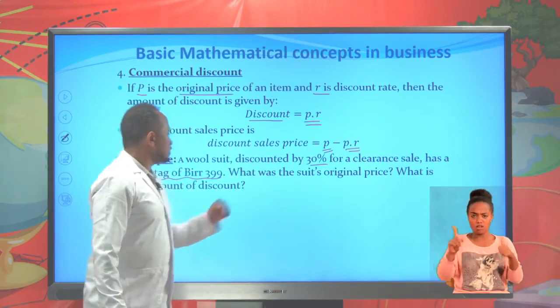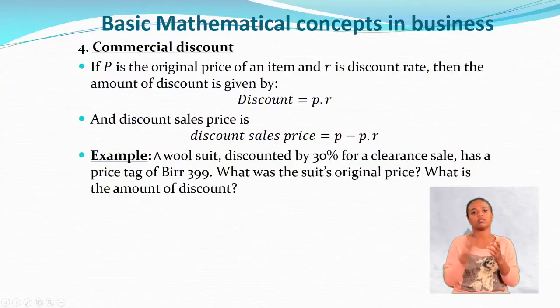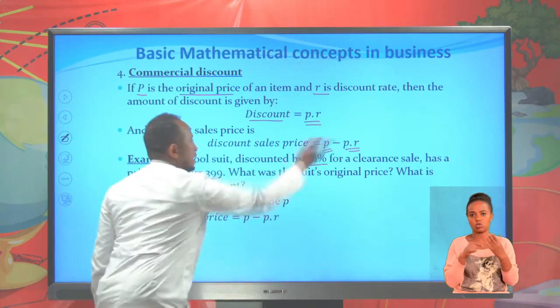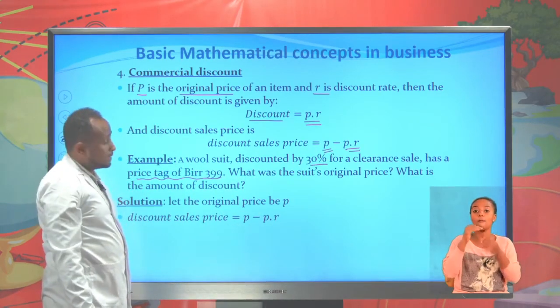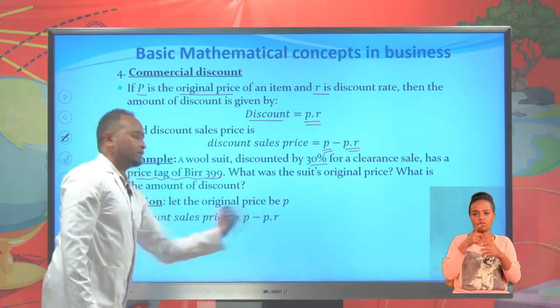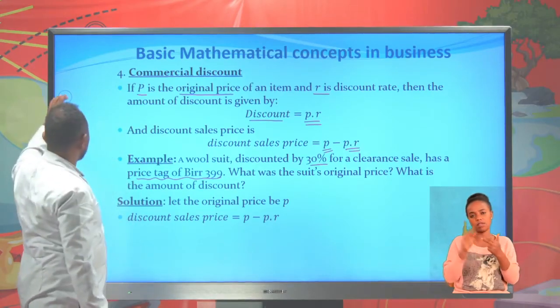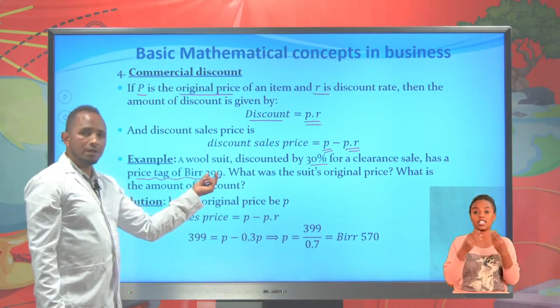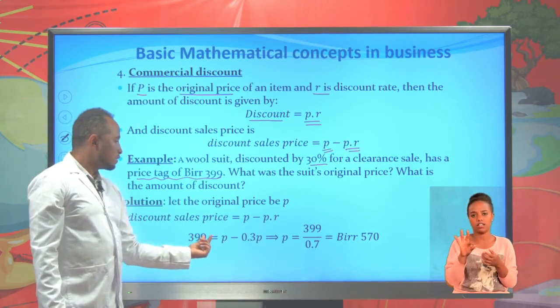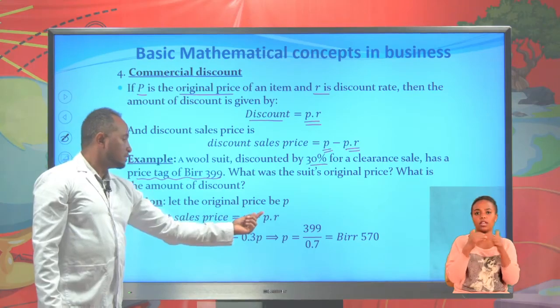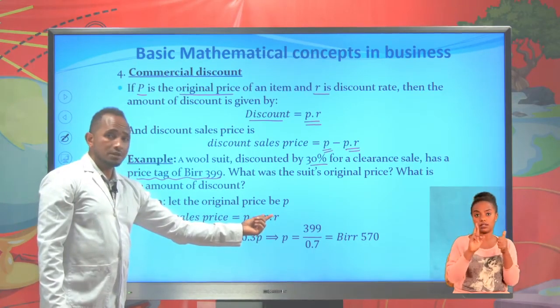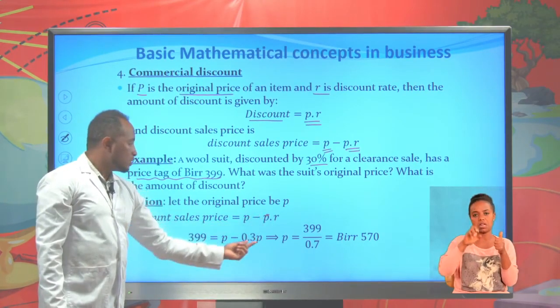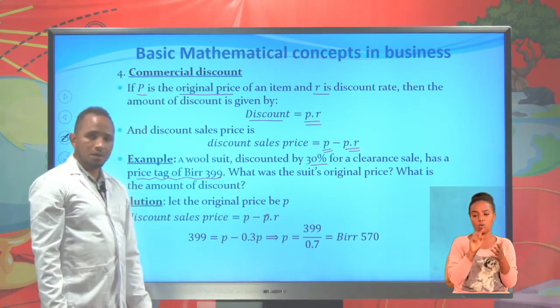So using this equation you will have this one. Let's assume the original price to be P, and the discounted sale price is equal to P minus P times R, that's the discount. So from this, the discount sale price tag is given, it's 399. 399 is equal to P minus P times R, and R is given, it is 30%. 30% means 0.3. So you will have 0.3 times P.